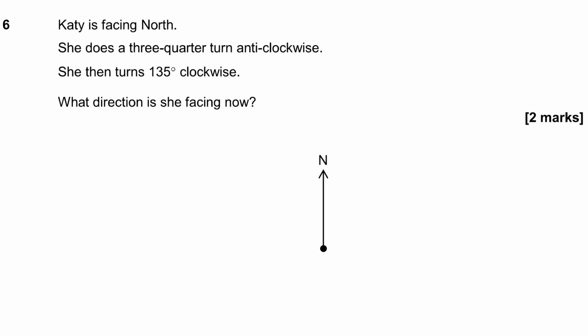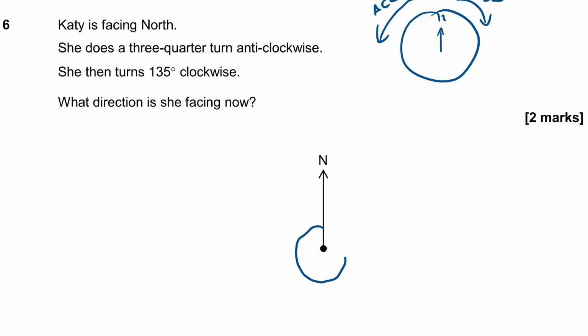Remember, you're going to have a clock in the exam room, so you can look at which way round the hands go if you can't remember. Anti-clockwise is that way round, and clockwise is the way the clock hands go. So if we turn 3/4 turn anti-clockwise from north, we end up facing this direction. If she then does a 135 degree clockwise turn, we're going back the other way, the way we just came.